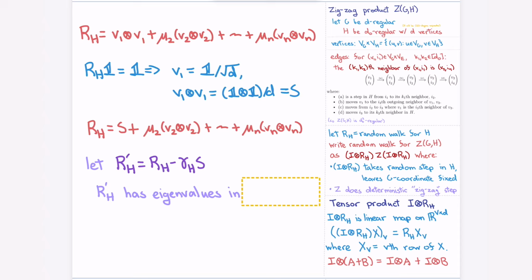So in particular, if I subtract out the spectral gap of H times S, what happens to the remaining eigenvalues in RH prime? Remember, mu2 is at most 1 minus gamma, and mu n is at least minus 1 plus gamma. Yeah, so now all the eigenvalues, if I just rip out a small piece of the first eigenvector, are in this range, gamma h minus 1. Okay, so the spectral radius, so to speak, of this trimmed-off version is nice and small.